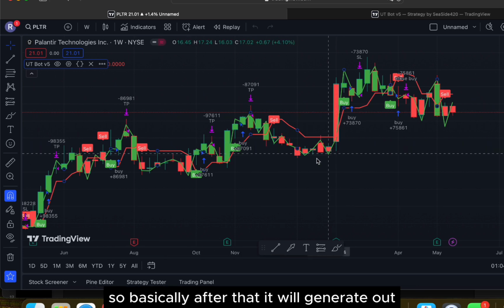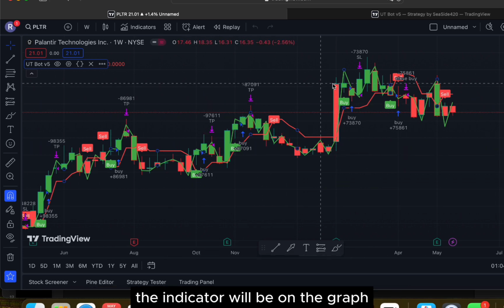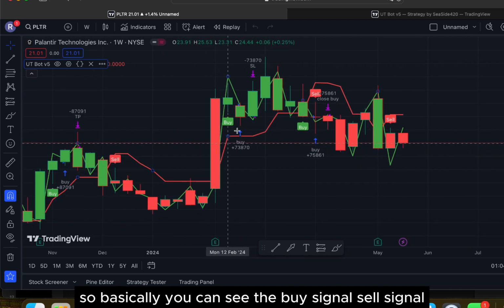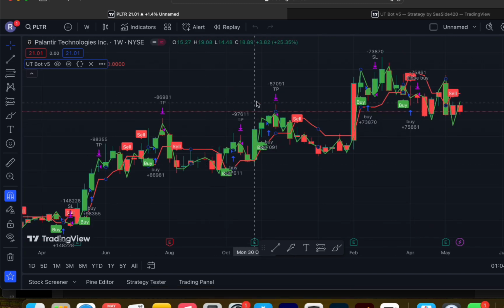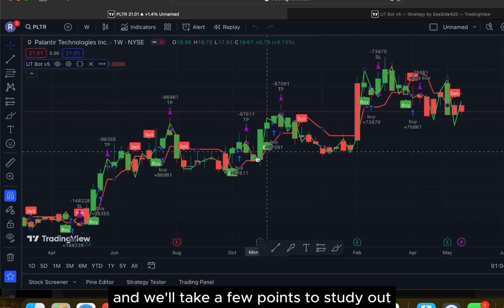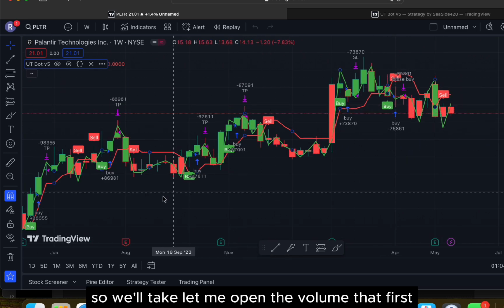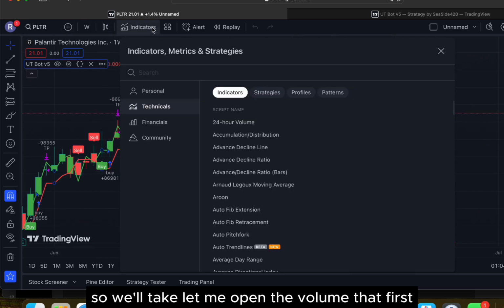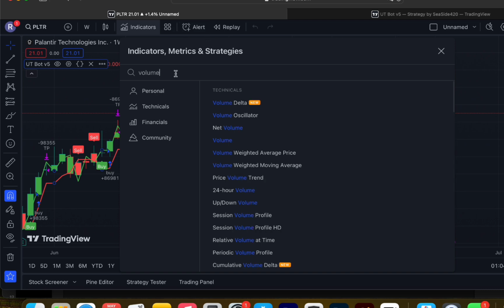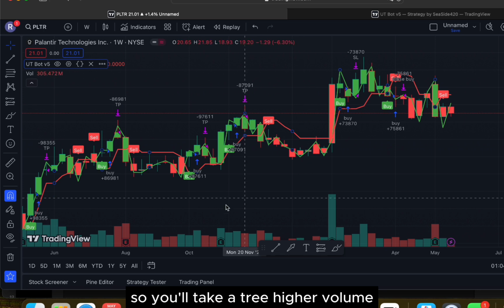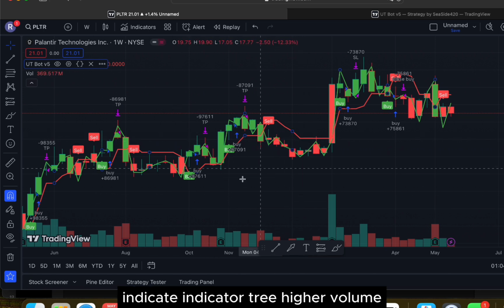After that, the indicator will be generated on the graph. You can see the buy signal and sell signal on this indicator, and we'll take a few points to study. We'll take the latest 3 points to study. Let me open the volume tab first. We'll take 3 higher volume parts.